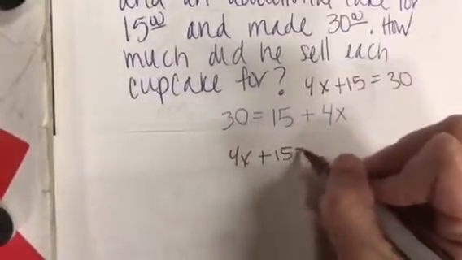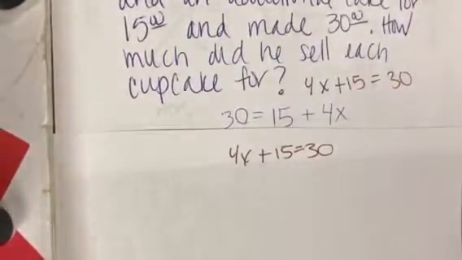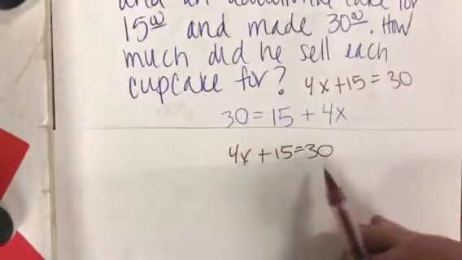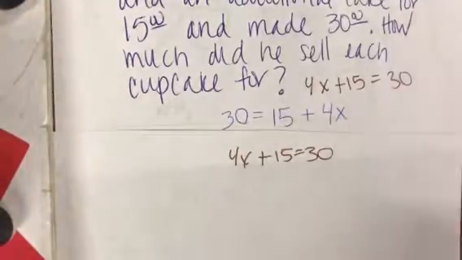4x plus 15 equals 30. I kind of like it this way just because I'm OCD and I like all the stuff on this side and this on this side. Oh my God, Miss Newsom's going to roll her eyes at me. I'm just weird that way. But again, that's perfectly fine. That's just why I set it up that way.